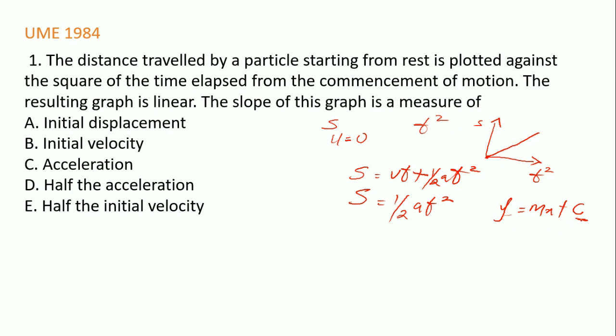And since c will be equal to 0, just like u is equal to 0, y will be equal to mx. You are plotting y against x, that means you are plotting s against t squared. So the gradient, which is m, will be the coefficient of t squared. In this case, that is 1/2 a, which represents half the acceleration, which is option D.